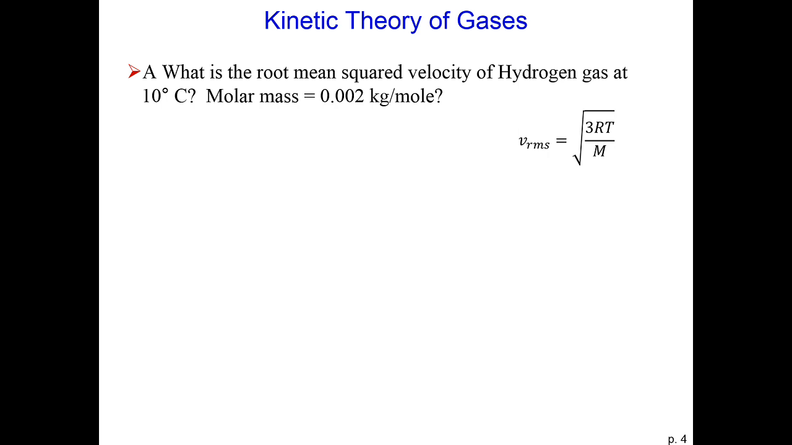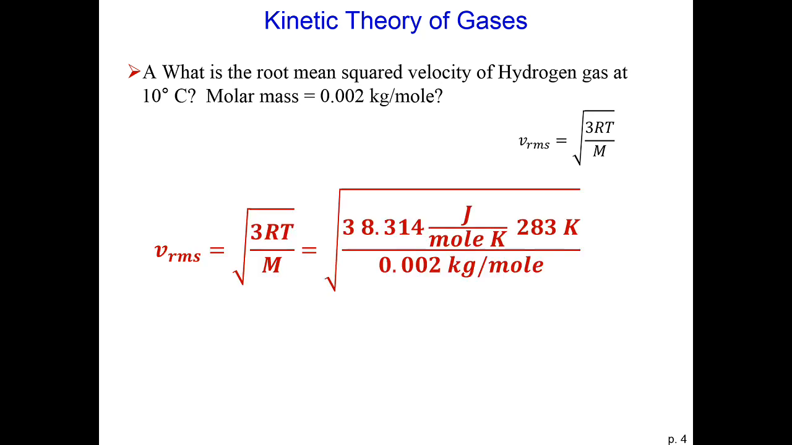Alright, let's do a quick example. So we have a sample of hydrogen gas at 10 degrees Celsius, and we would like to know the root mean square velocity. Well, the molar mass of hydrogen gas is 0.002 kilograms per mole. So we look at our formula, and the root mean squared velocity is the square root of 3RT over mass.